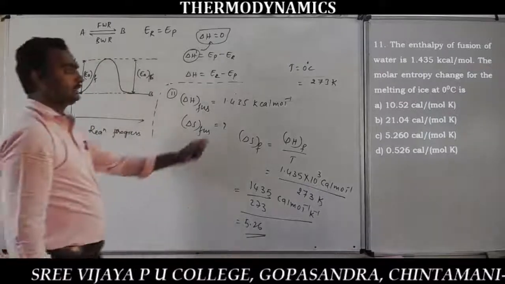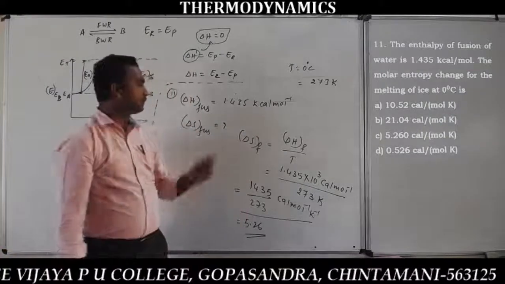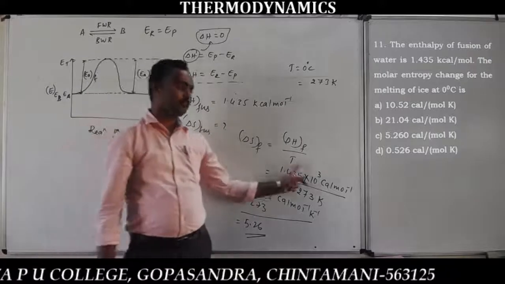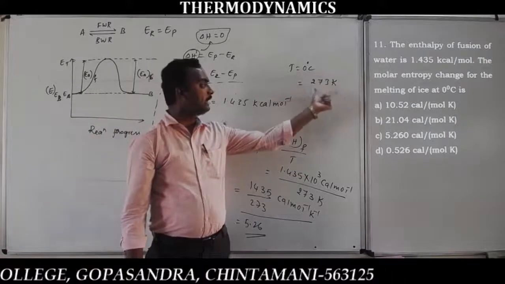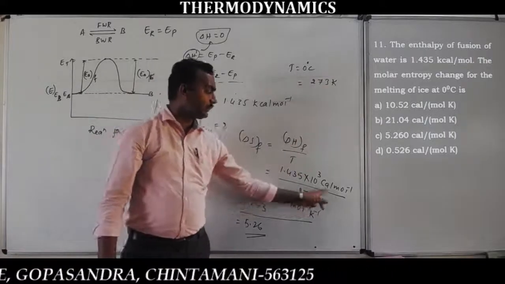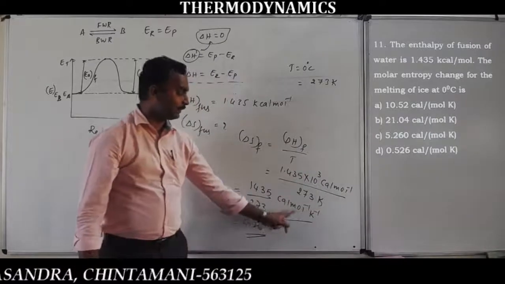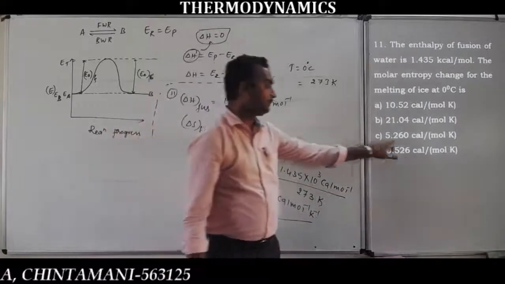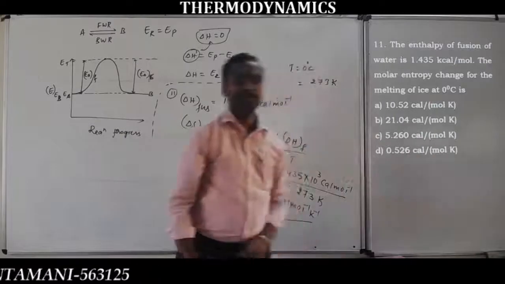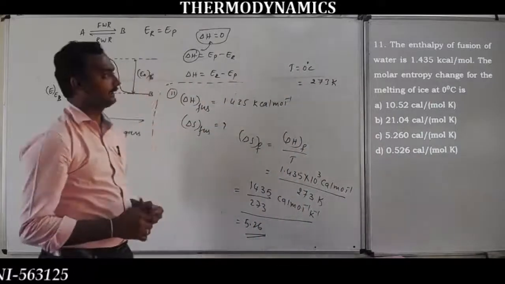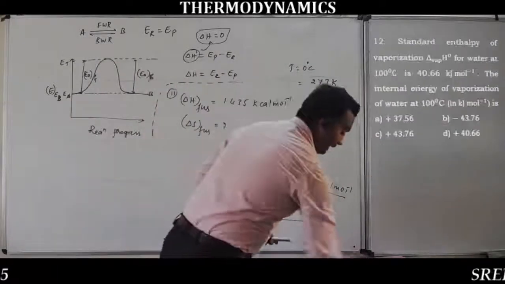So here delta S fusion is equal to delta H fusion divided by temperature. Temperature 0 degrees Celsius is given, convert it to Kelvin. Check the unit: calorie per mole per Kelvin, 5.26 calorie per mole per Kelvin. So option C is the correct answer.